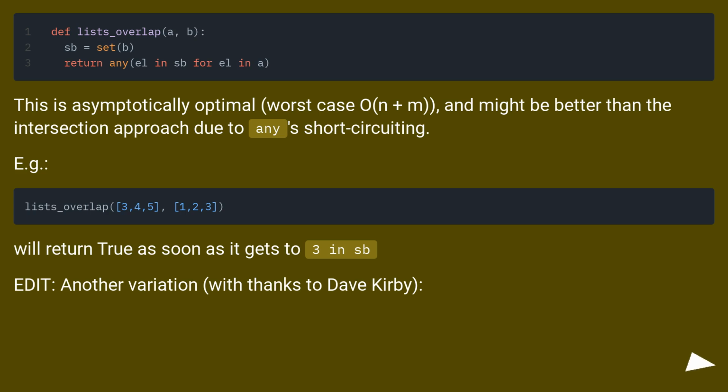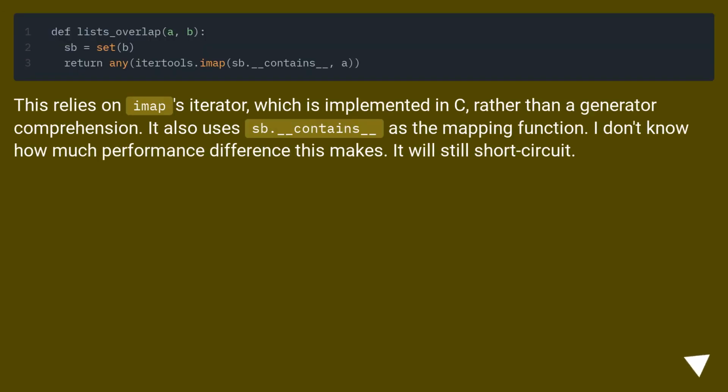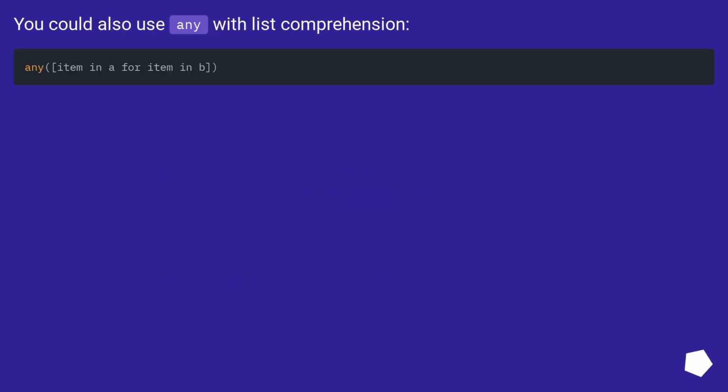Edit, another variation, with thanks to Dave Kirby. This relies on imap's iterator, which is implemented in C, rather than a generator comprehension. It also uses sb.__contains__ as the mapping function. I don't know how much performance difference this makes. It will still short-circuit. You could also use any with a list comprehension.